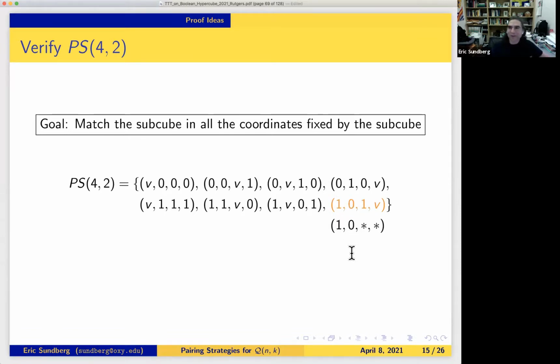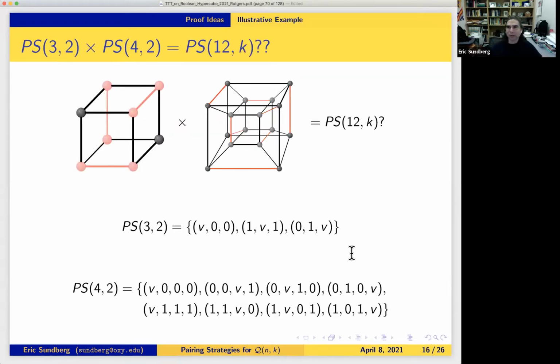Okay, so I'm sorry for going through all 24, that was probably a little excessive, but hopefully it drives home the point: when we get to the higher dimensional versions, you're just immediately thinking, match up on those fixed coordinates and the edge will block the subcube.